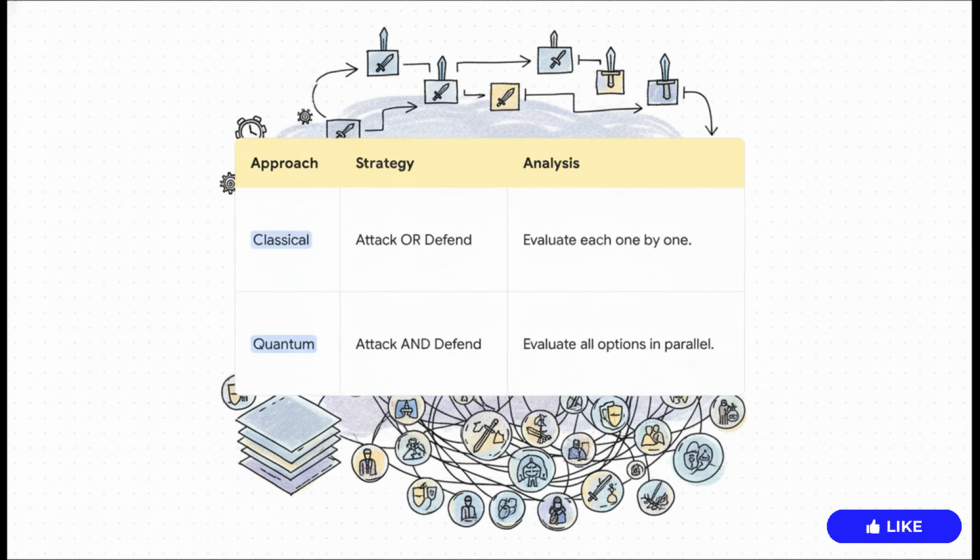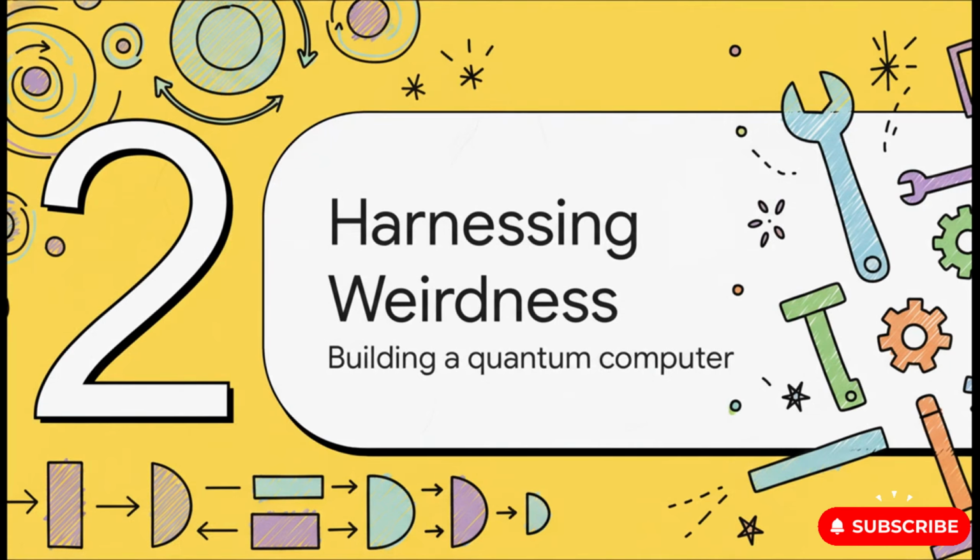So here's the bottom line. The classical way is slow. You have to evaluate each move one at a time. The quantum approach, though, evaluates the entire strategy space simultaneously, how attacking affects defending, how stealth changes the odds, all in one single go. It's only when we decide to look for the answer that the system settles on the single best outcome.